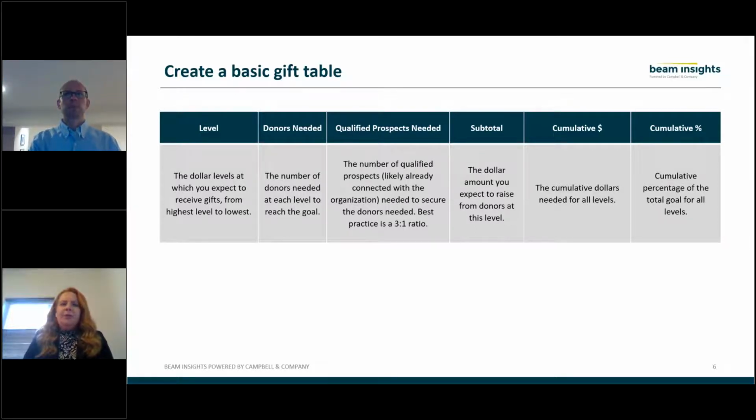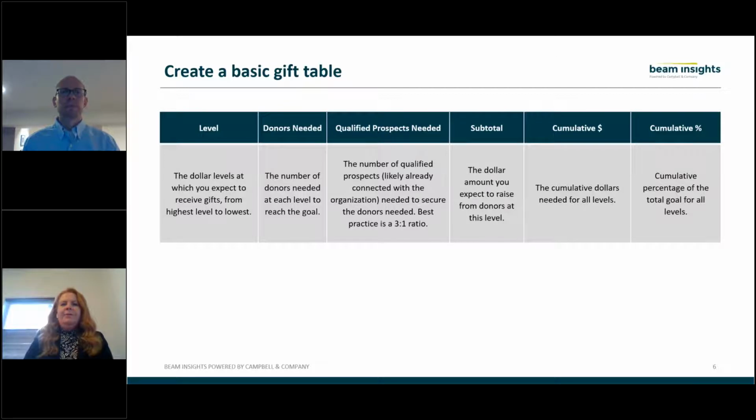And then we go to the qualified prospects needed section here, which is the number of qualified prospects needed for each donor that you need. We use a 3-to-1 ratio at Campbell & Company, so 3 qualified prospects for every 1 donor that you need. This is pretty conservative when you think about the prospects that will be giving to your fundraising effort. Towards this fundraising effort, they may be qualified as a prospect at that level, but may not come in at this fundraising effort at that level. So we want to make sure that we have a ratio that reflects that.